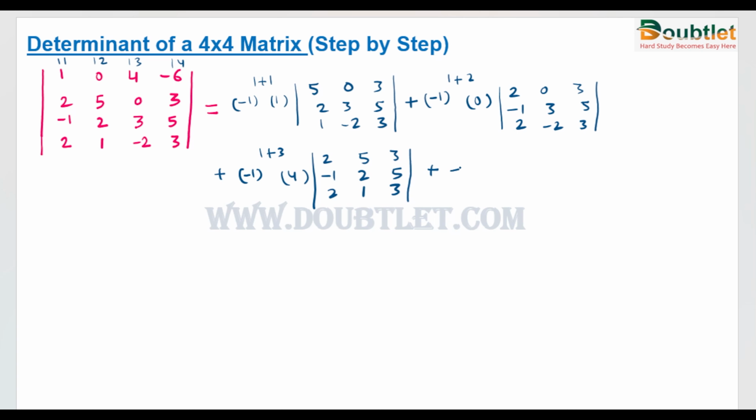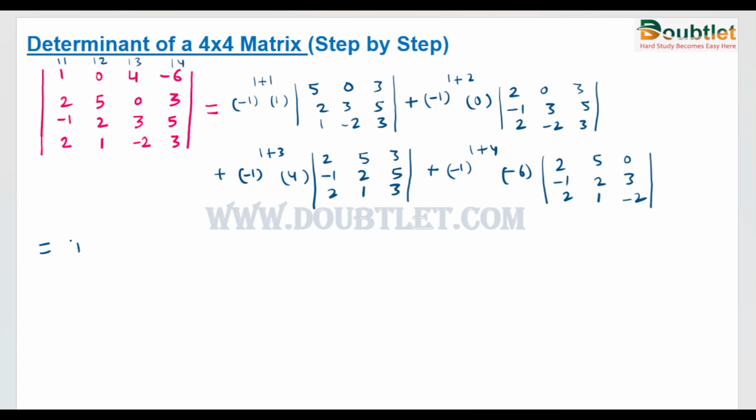Okay, and we will get here minus 1 to the power 1 plus 4, this is minus 6, and we will just leave this row and this column. So the whole matrix will be 2 minus 1 2, this will become 5, this will become 2, this will become 1, this will become 0 3 and minus 2. And now we have to expand the determinant of all the 4 three cross 3 matrices, and then only we will be able to solve this 4 cross 4 matrix determinant.